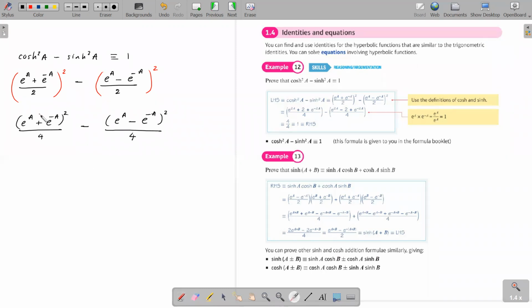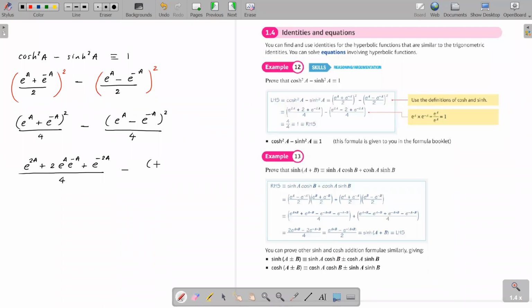Now you need to expand this bracket. So how does it expand? Shall I directly work on it? e to the power A, you square it, so it's e to the power 2A, plus 2 times e to the power A times e to the power minus A, plus the square of e to the power minus A, which is e to the power minus 2A. I just immediately expanded the bracket.